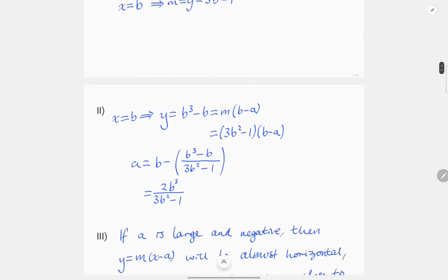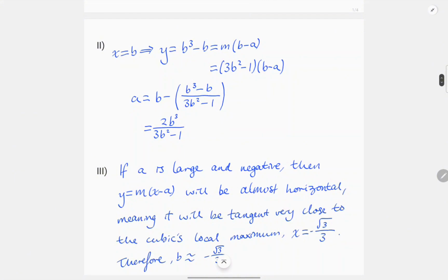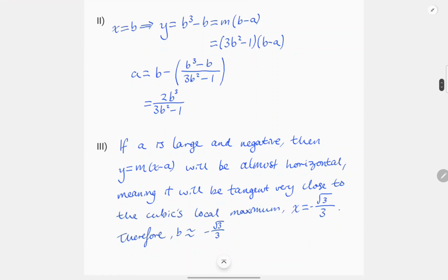Part 3. If a is large and negative, then y equals m of x minus a will be almost horizontal, meaning it will be tangent very, very close to the cubic's local maximum, x equals -√3/3. Therefore, b is roughly equal to -√3/3.